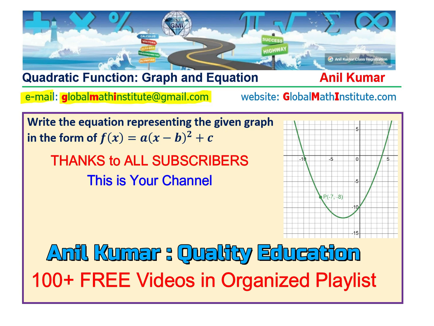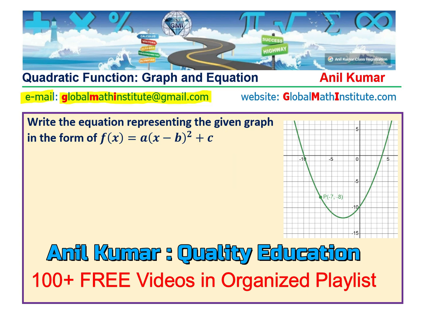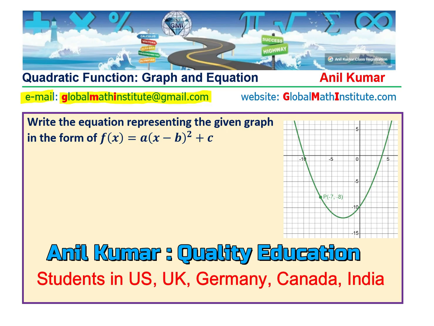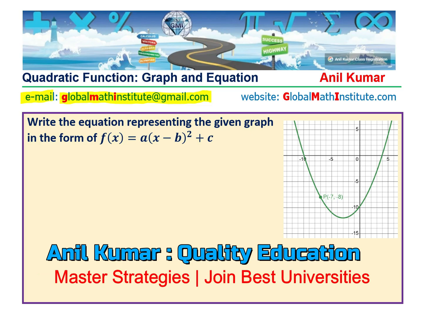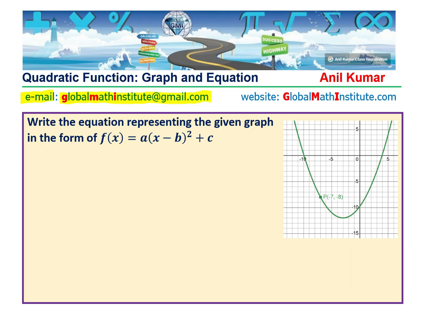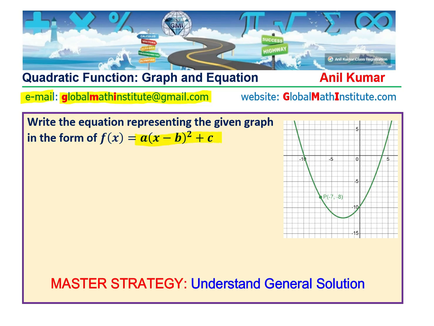So, we have four examples here where we are going to write down the equation from a given parabola, which is representative of a quadratic relation. A quadratic relation can be written in many different forms. Our focus is to write the equation representing the given graph in the form a(x - b)² + c, the vertex form.